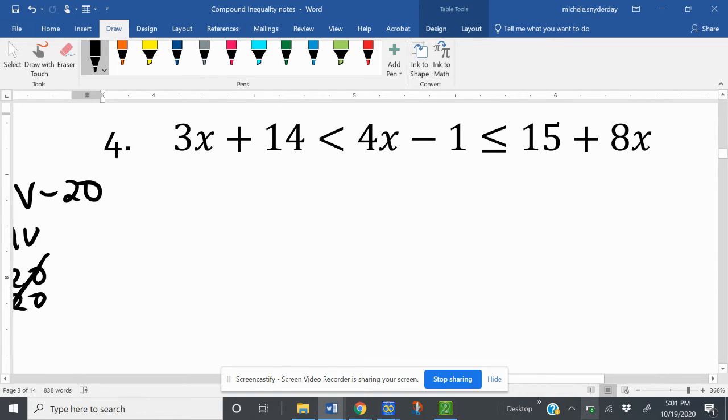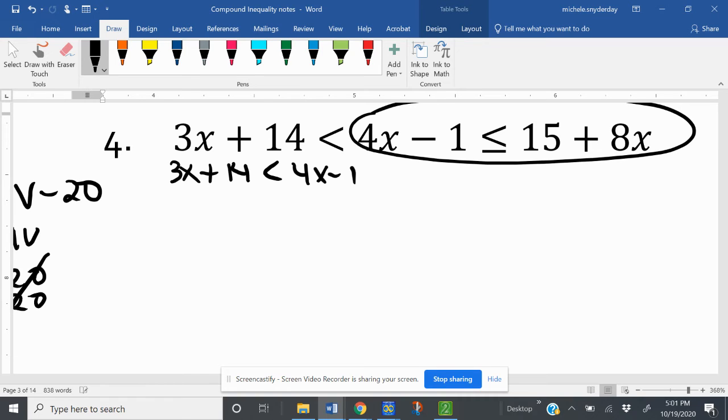All right, the next one is also quite lengthy. We will rewrite these as two inequalities. And we've got 3x plus 14 is less than 4x minus 1. That's one of them. And the other one is this half.